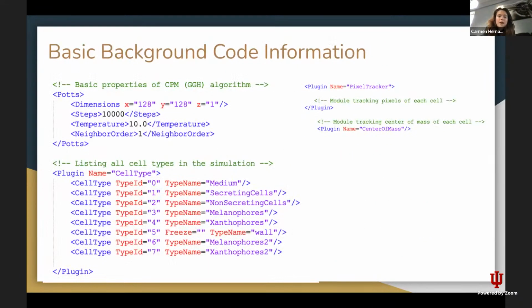So here's some basic background code information. This is still the same. We still have 128 by 128 doing 10,000 steps. We still have medium secreting cells, non-secreting cells, melanophores, xanthophores, a wall, and then also melanophores 2 and xanthophores 2. Last time they were a more mobile version of the cells, and we did switch up a little bit the meaning of them, which we'll go over later.